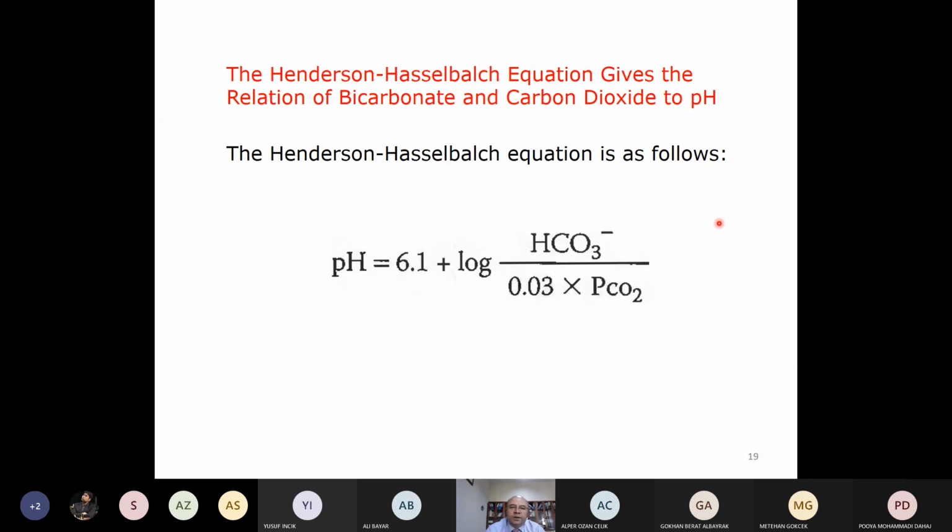There is an equation called the Henderson-Hasselbalch equation regarding this bicarbonate buffering system. pH equals 6.5 plus logarithm of bicarbonate divided by 0.03 times carbon dioxide partial pressure.